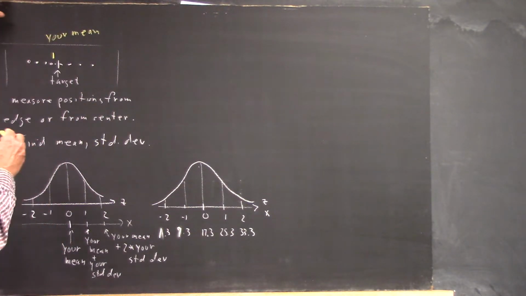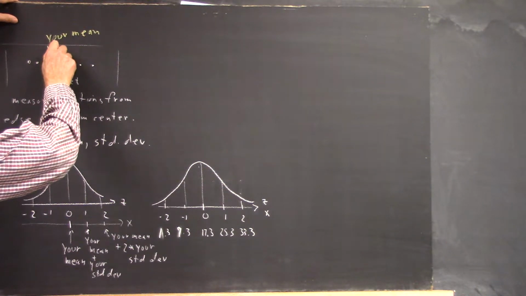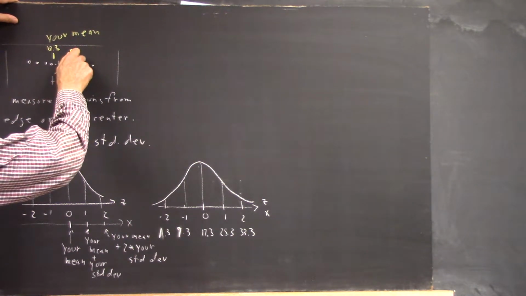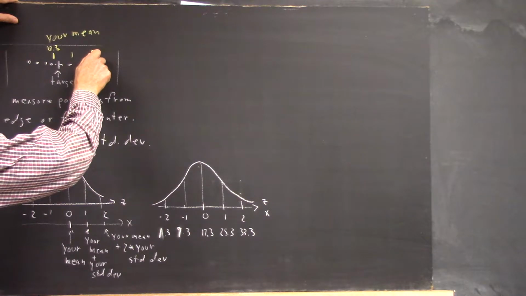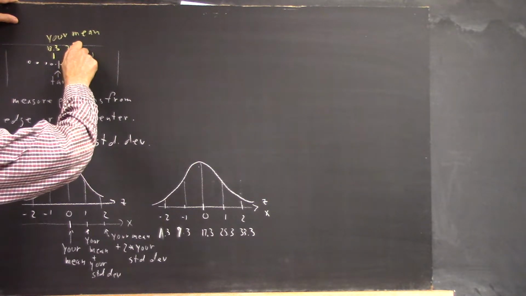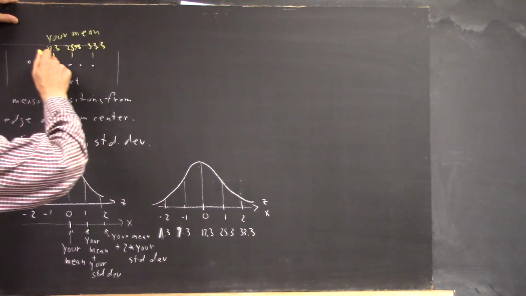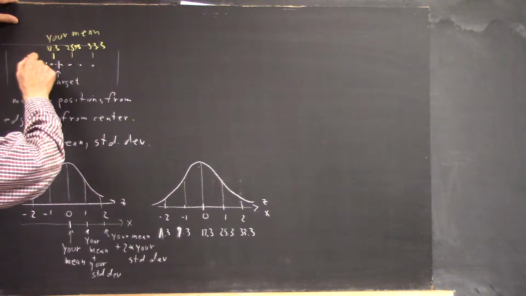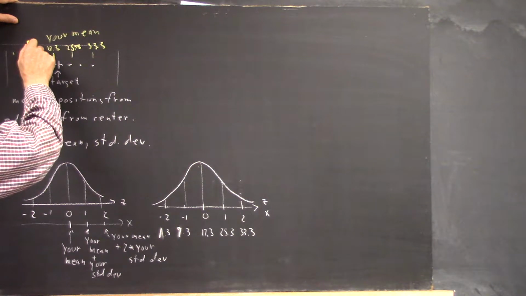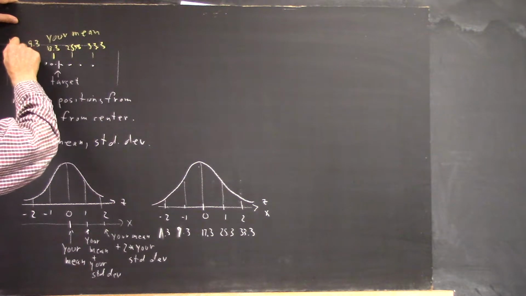So let's say your mean is 18.3. You've got 25.3 and 33.3, and you've got 9.3 and 1.3, right?